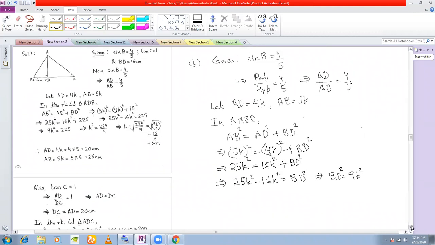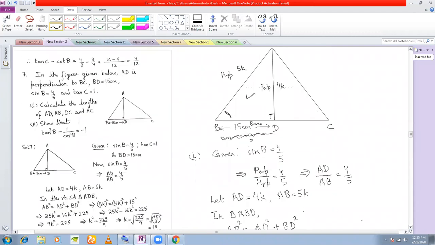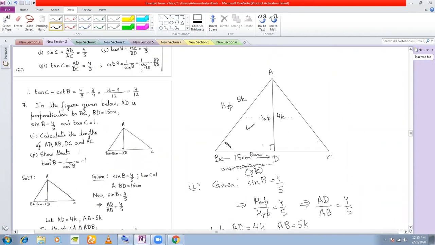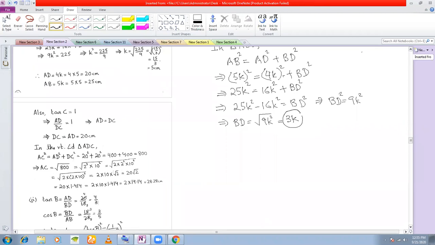That means BD is the positive square root of 9K square. We don't take the minus sign because length is positive. So this is 3K. So the length of BD here we have calculated to be 3K. Now the next question is to find the length of AD and AB. In this case, BD is given to be 15. And BD, what have we found out here? BD we have found out to be 3K.